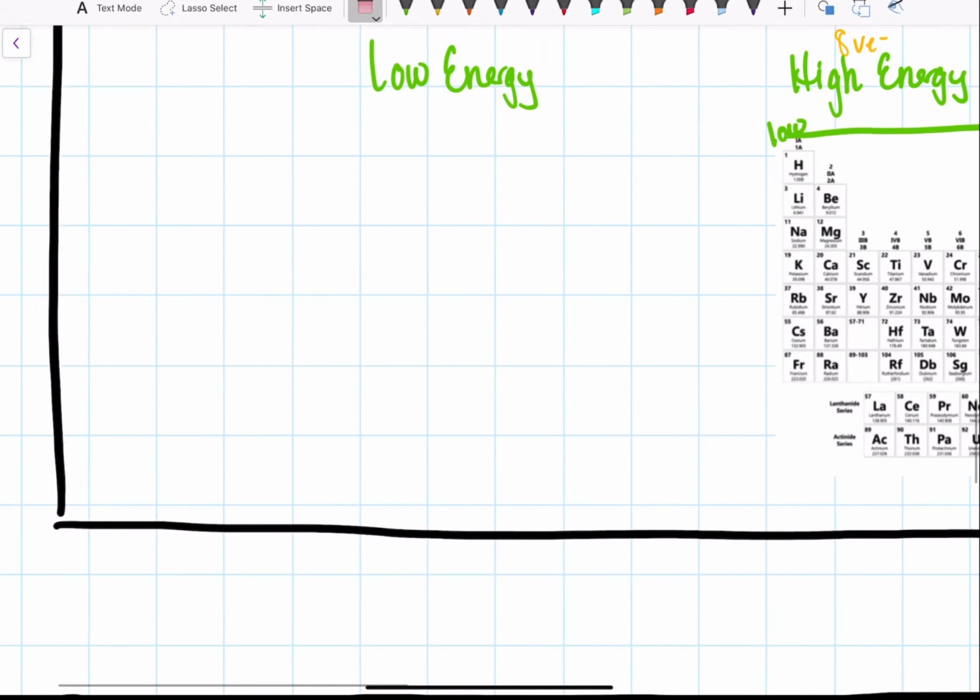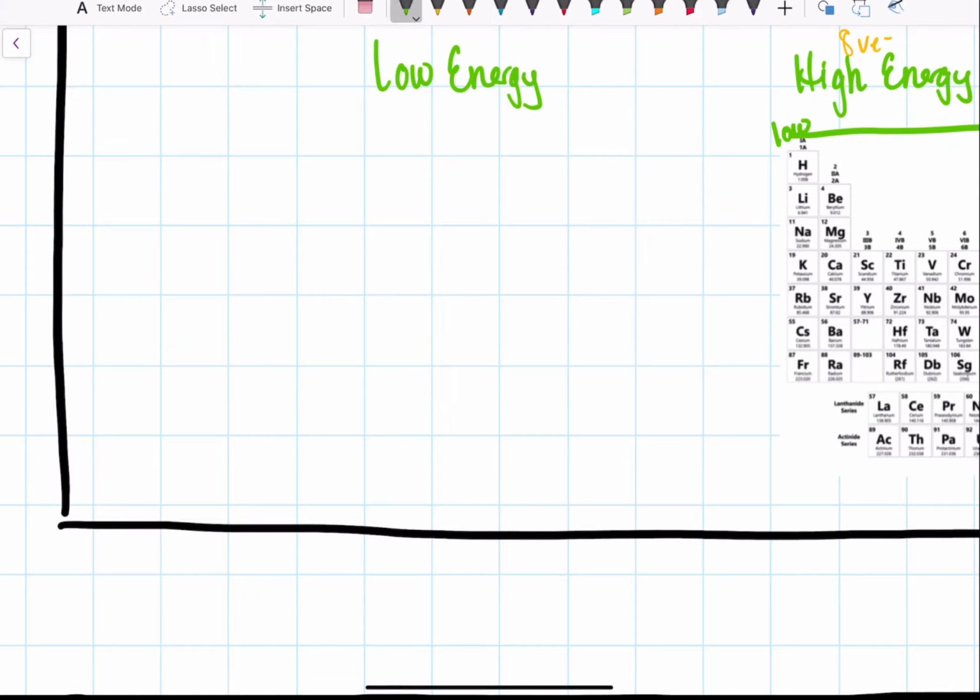Okay, next up, we need to talk about the group trend. We talked about the period trend. Now let's talk about what happens within a group. We're just going to look at our first group here for this trend. We are going to start with, let's say, lithium, and then let's pull out just a couple of the other ones here too. We know that lithium, if it's a neutral atom, has 3 electrons. And then let's just jump down to potassium.